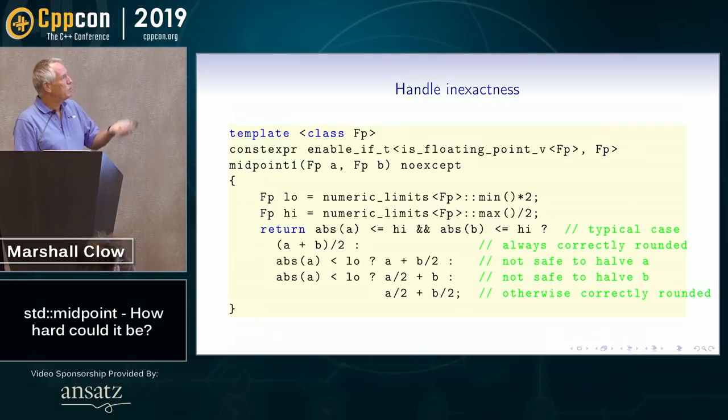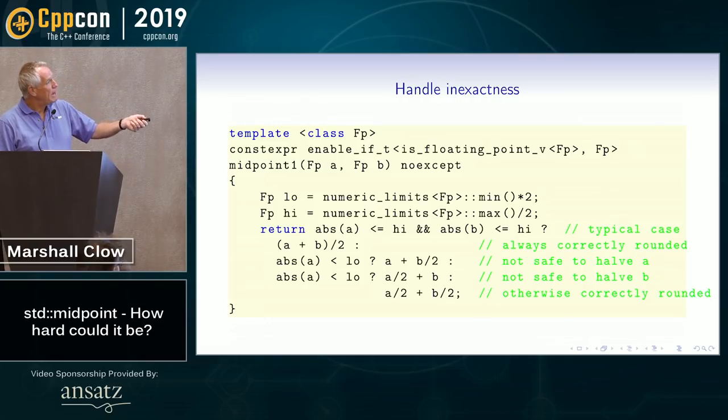Anyway, so we grab a couple things and then we check to see, the typical case is that it's not infinity and it's not denormalized, and we do a plus b over 2 because, hey, that's the answer we want. And we're dealing with floating points, and it gives you the right answer. If one of them is denormalized, we do the division on the other. If the other is denormalized, we do the division, and otherwise we divide them both and then add. This gives us better value.